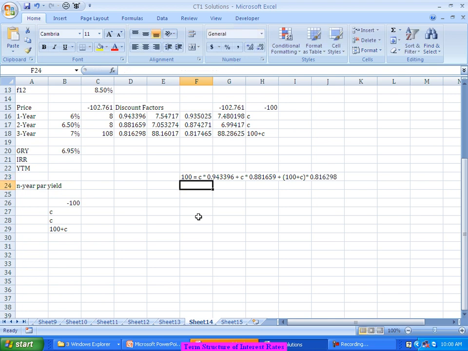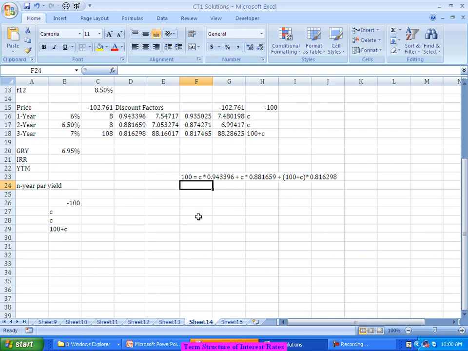This is what we are saying as determine the C in this aspect, which will actually give us what should be the annual coupon, if at all the redemption value as well as the purchase price, both of them should be the same, given different spot rates for different periods. This is what we are calling as the N-year par yield.